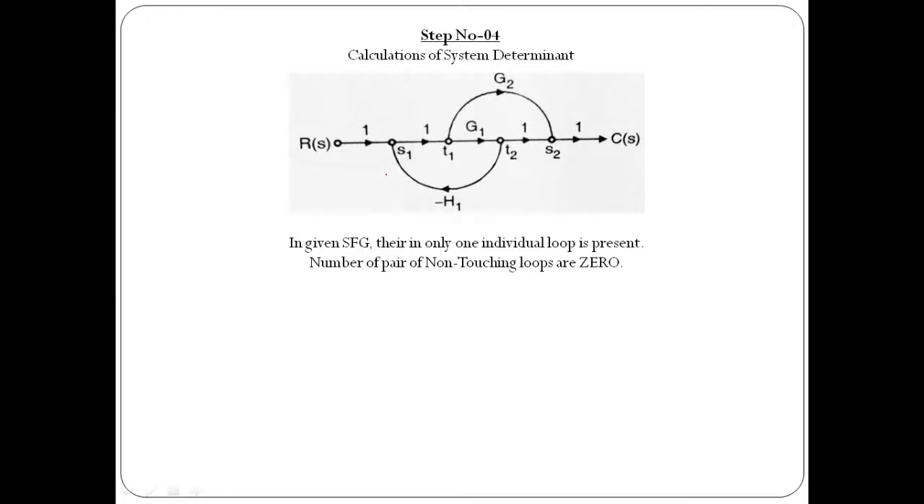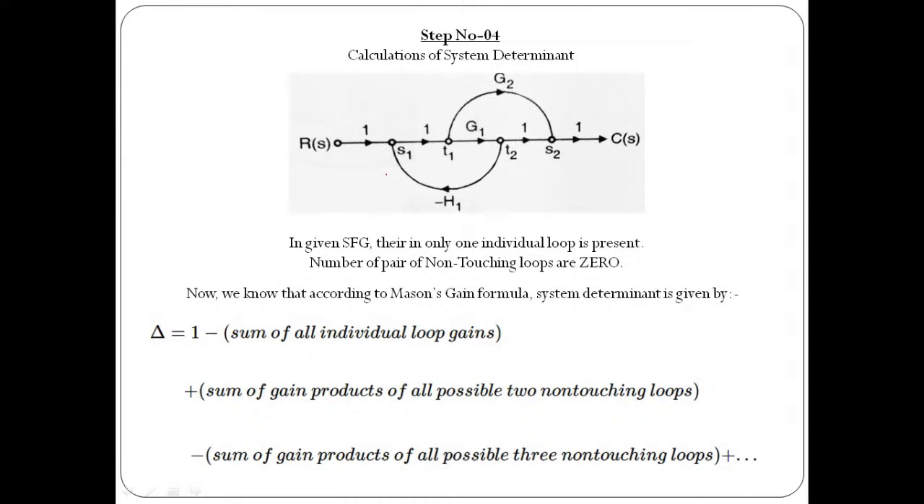In the given signal flow graph, there is only one individual loop, and hence the pair of non-touching loops is going to be 0. That's it. So delta is going to be 1 minus the summation of individual loops, and here we have only one loop. So delta equals 1 minus L1. L1 is minus G1 into H1.